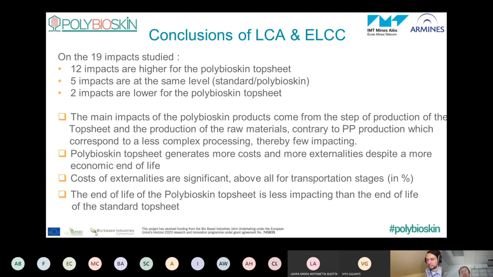The conclusions: we have for the moment studied 19 impacts for the top sheet. 12 are higher for the POLYBIOSKIN top sheet, 5 are similar, and 2 are lower. The main impact comes from the production of the top sheet, the production of raw materials. The reference top sheet corresponds to a less complex processing, so it explains this effect. More costs, more externalities for the POLYBIOSKIN top sheet, despite a more interesting end of life. The costs of externalities are significant, so it justifies the use of ELCC instead of a basic LCC.